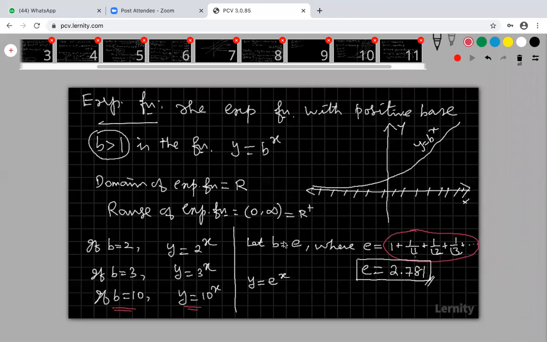Are you clear? If you have any doubt, please ask your doubts. Once you have completed, we'll go to the next slide.